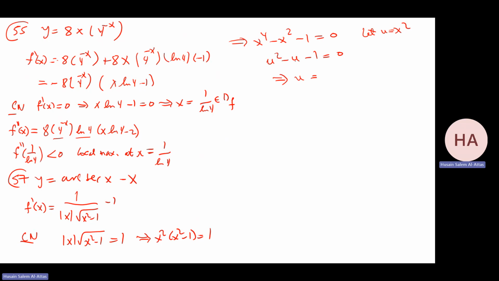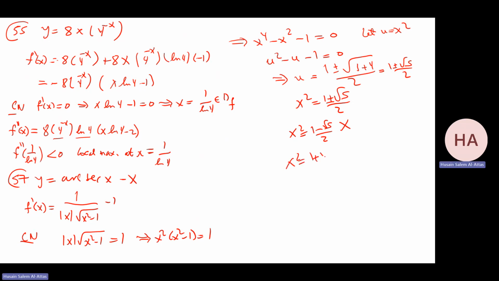And this is, if you solve it by the quadratic formula, you have minus b plus or minus square root b squared plus 4 over 2. So it's 1 plus, so I need x squared equal this. By the way, I have x squared 1 minus square root of 5 over 2. This is rejected because this is negative. So I have only x squared 1 plus square root of 5 over 2. So x will be plus or minus. This is strange now.